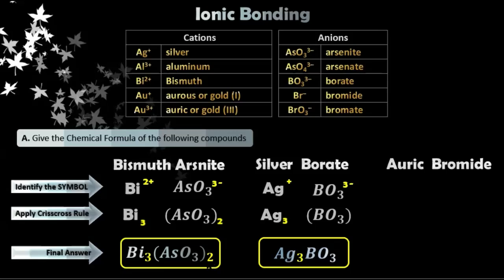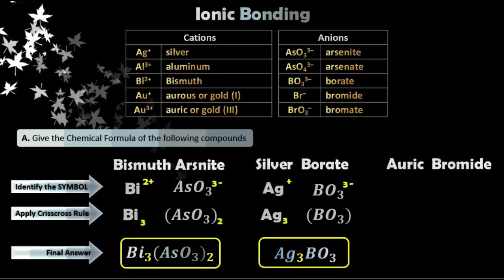Example 1 and 2. If our anion is polyatomic and our cation has more than 1 charge, therefore we need to enclose parentheses before we put the charge of our cation. For the second example, since our charge is only 1, there's no need to put parentheses. Kay as is raman gihapon.